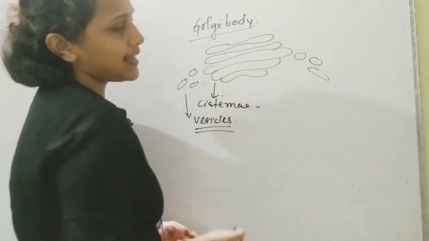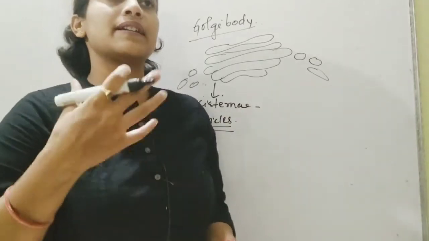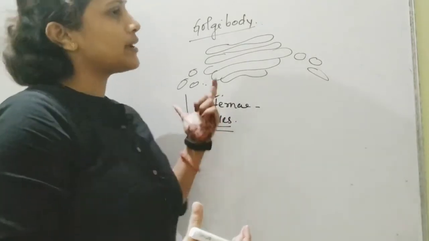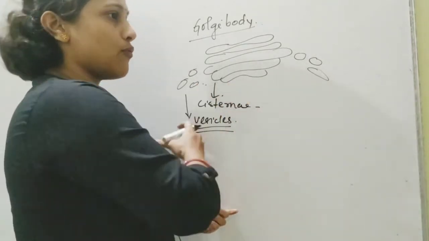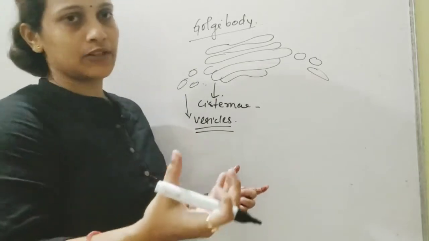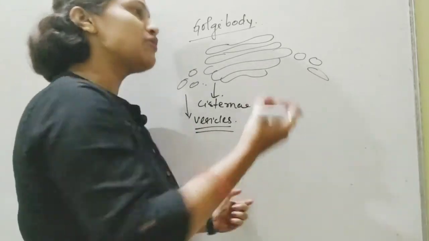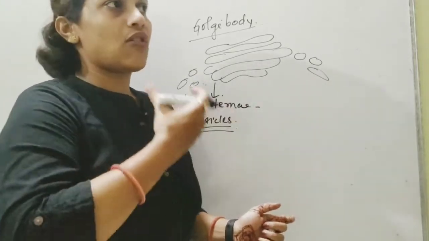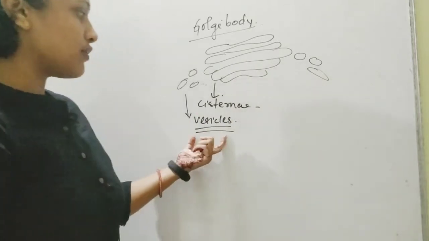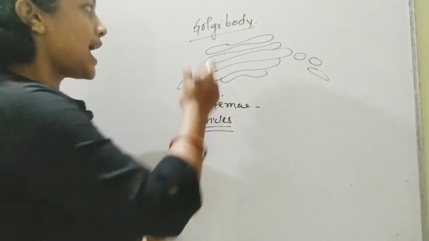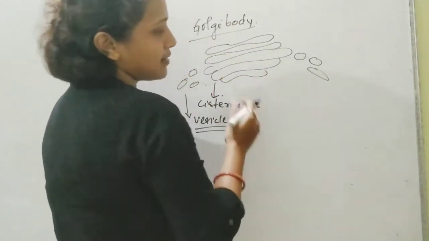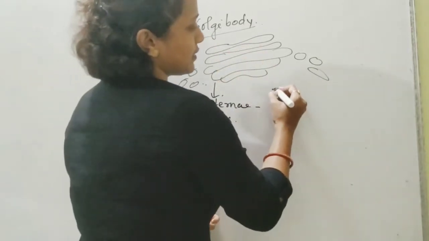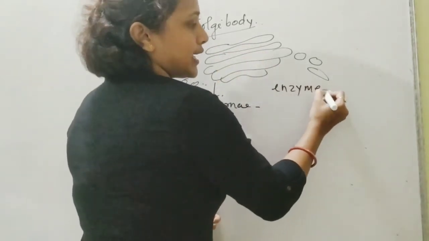Now these vesicles play a very important role in transporting a particular enzyme from one place to another within the cytoplasm or even out of the cell. We call that process exocytosis. That's how the vesicles play their important role, and this Golgi body is important as it produces a lot of enzymes. They can be any type of enzymes.